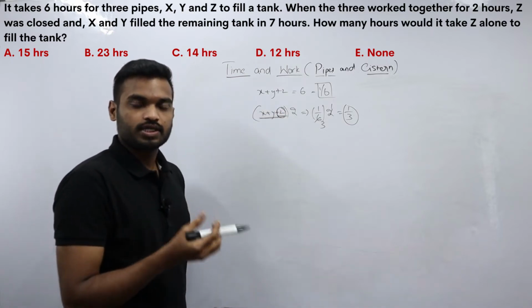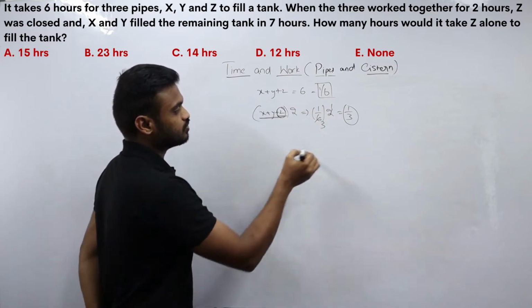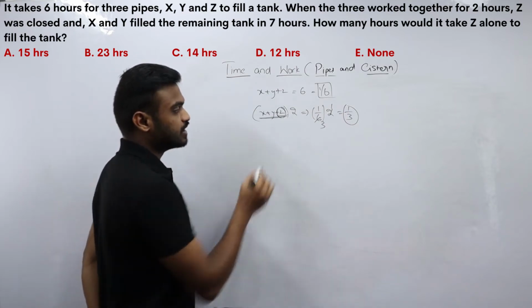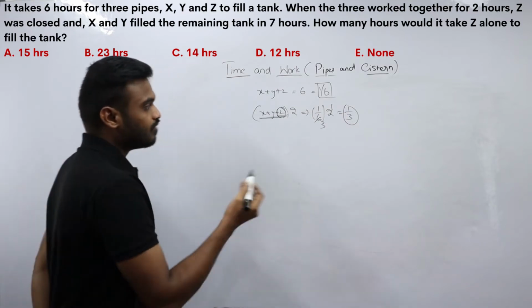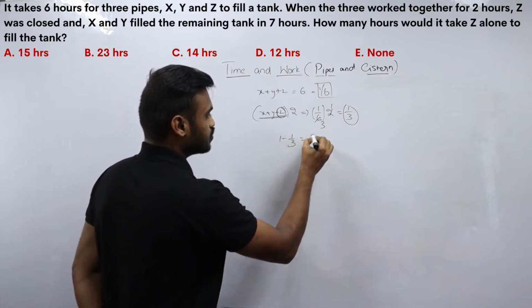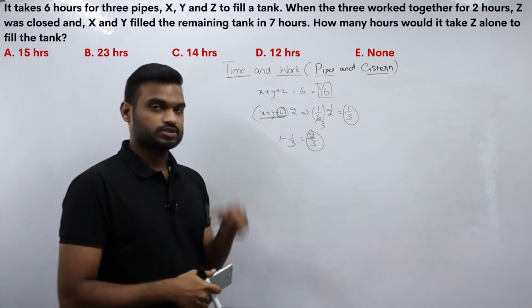So up to 2 hours they might have finished some part of the work. Now what is the work that is completed? 1 by 6 into 2, that is 1 by 3 part of the work is already completed by X plus Y plus Z after working for 2 hours. Now what is the part of work that is left over? That is 1 minus 1 by 3. So 2 by 3 part of the work is left over after working for 2 hours.